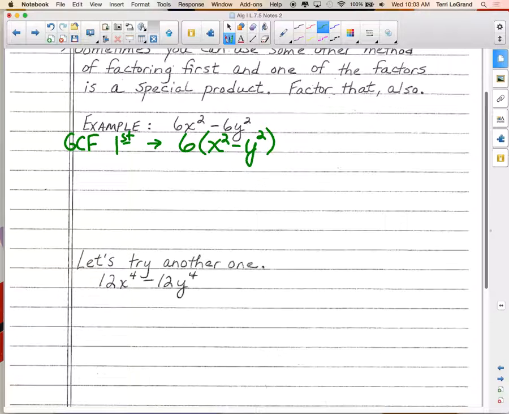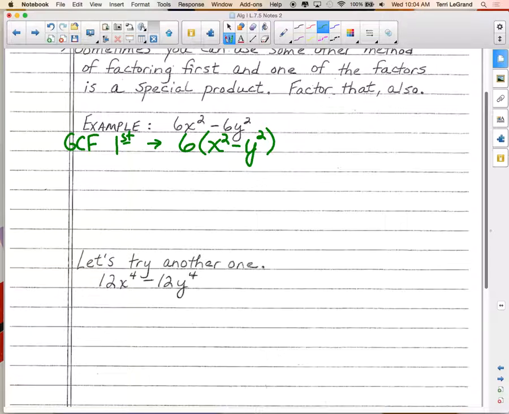You'd think this was 2 years ago. Really? 2 weeks ago we were doing this. When we were only learning at that time how to factor by the GCF method, that's all we knew how to do. We would have stopped right here. But now, we have more tools that we can use.